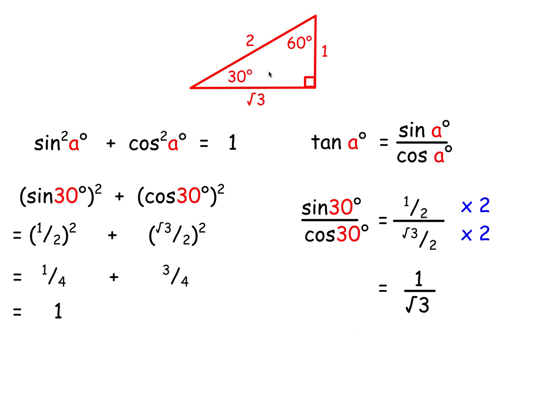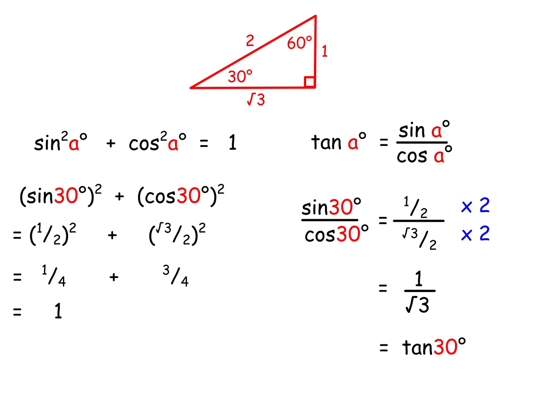Well, if you look at the triangle, 1 over root 3, that's opposite over adjacent. Tan 30 is 1 over root 3. So that's tan 30. That's also 1 over root 3. So it shows this identity working. Sin 30 over cos 30 is tan 30.